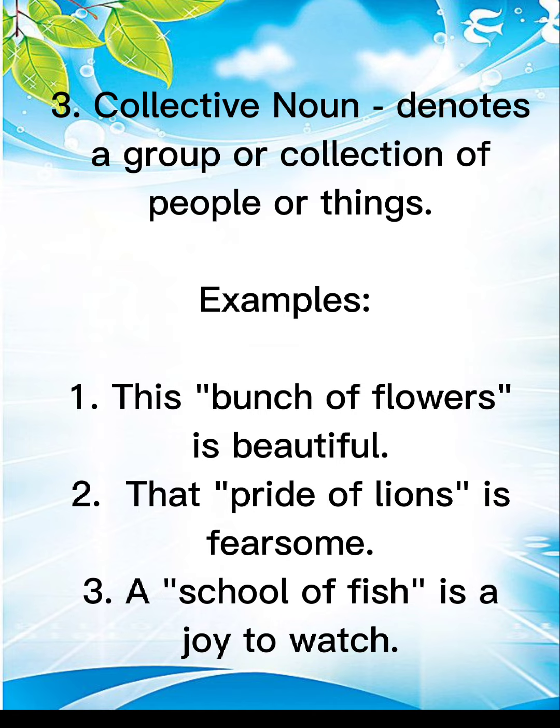A bunch of flowers is a group or a collection of flowers, so it is a collective noun. A group of lions is called a pride. A group of fish is called a school. But notice that after these collective nouns, we use the singular "is." It is because collective nouns take a singular verb as if they are one entity. In this case, the singular verb "is" after bunch of flowers, pride of lions, or a school of fish.